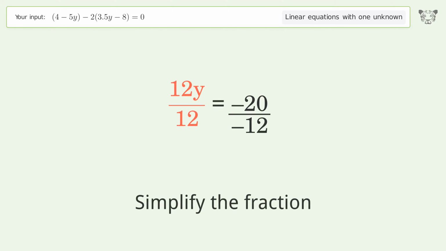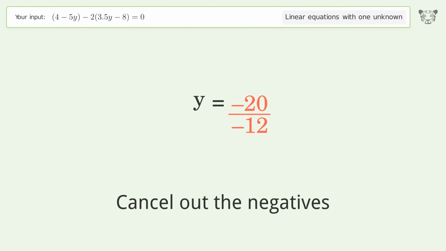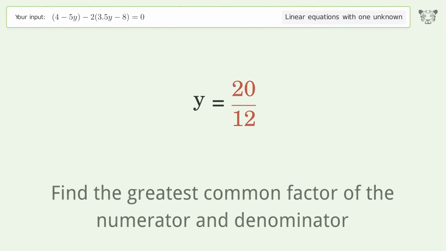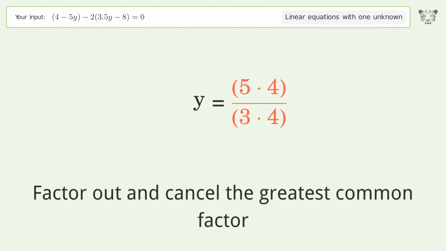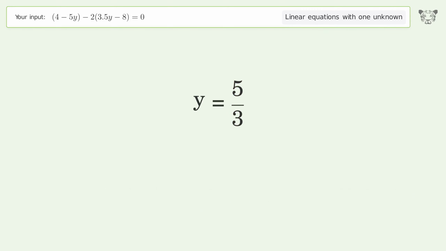Simplify the fraction. Cancel out the negatives. Find the greatest common factor of the numerator and denominator. Factor out and cancel the greatest common factor. And so the final result is y equals 5/3.